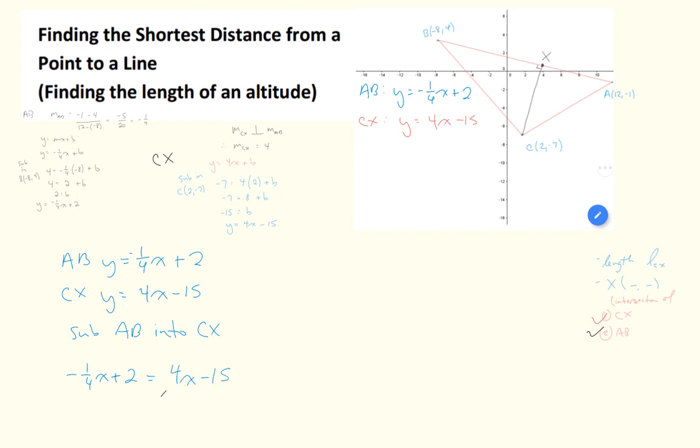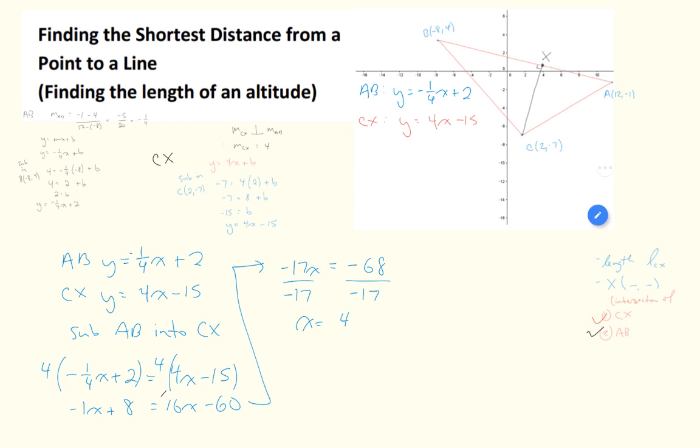4x minus 15. Now, because I don't like fractions, I'm going to multiply everything on both sides by 4, right? And that'll eliminate my fractions. And if I do that, I get negative 1x plus 8 equals 16x minus 60. And I will continue. Moving my x's to one side, subtract 16x from both sides, I get that negative 17x equals, let's see, negative 68. And divide both sides by negative 17, and I think x works out nicely to 4.